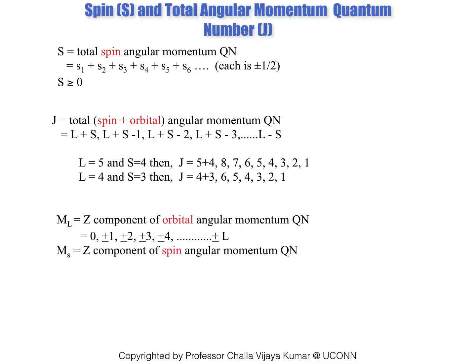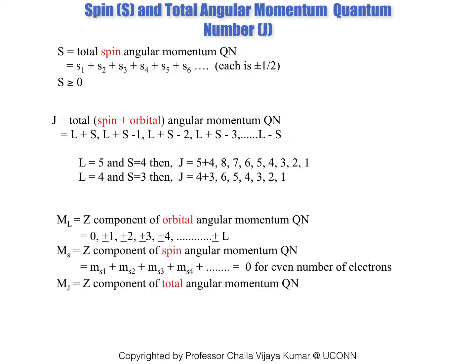So M sub S is a Z component of the spin angular momentum quantum number. And this will have ms1, ms2, ms3, and so on and so forth. And so it is the summation of the Z components of the single electron spin angular momentum quantum numbers. And that goes to 0 for an even number of electrons, meaning the plus and minus cancel away.